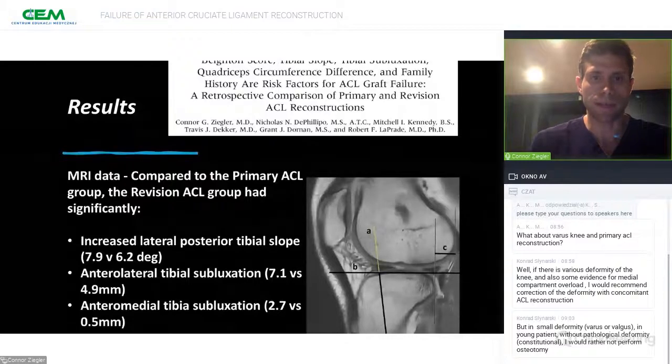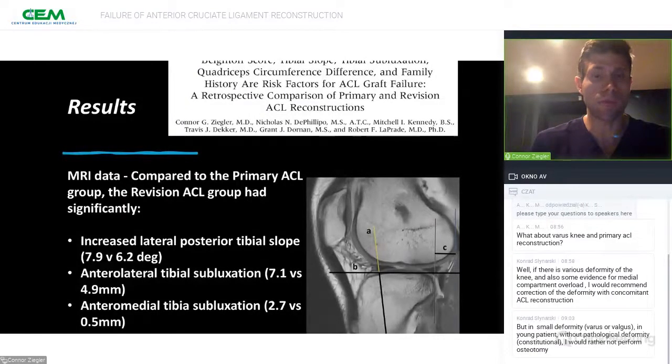When comparing the MRI data to the primary group, the revision group had significantly increased posterior tibial slope and increased anterolateral and anteromedial tibial subluxation.